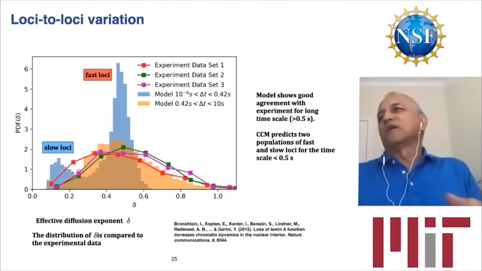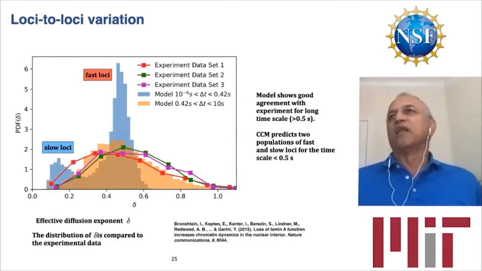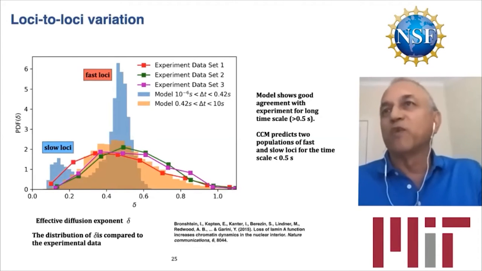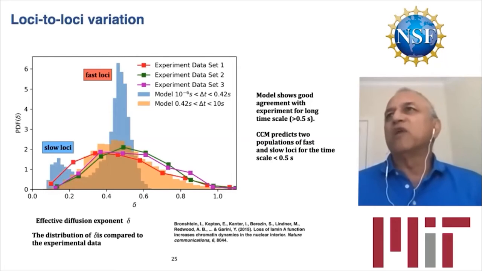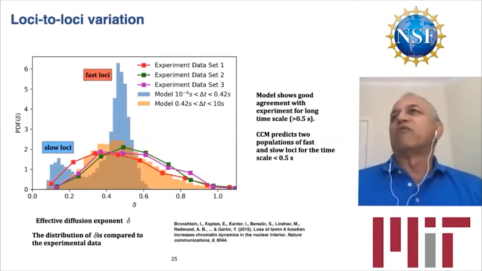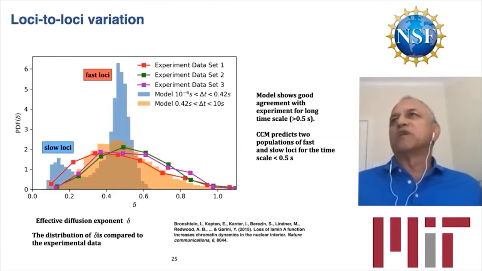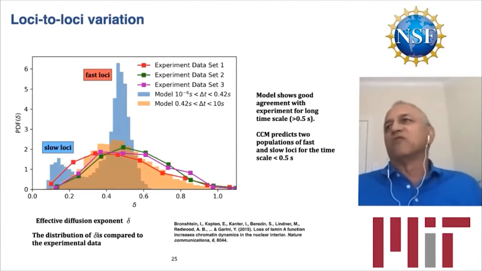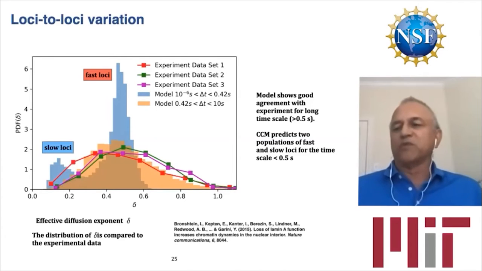Perhaps the most stunning and surprising thing about the extent of this dynamic heterogeneity is that if I were to calculate the exponent that characterizes the increase in time of the mean square displacement, that's the alpha, and that distribution, the three solid squares are from experiment, and the simulation results, the orange one and the blue, are the simulations. The extent of this heterogeneity depends very much on the time scale of observation.